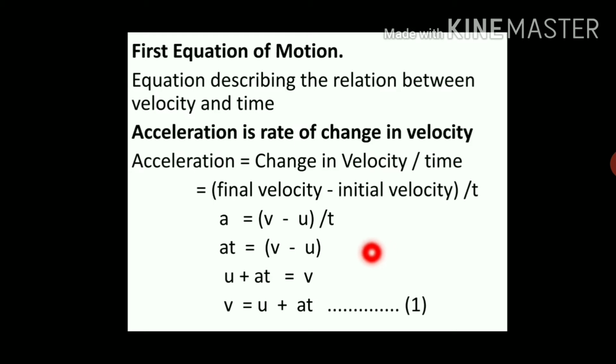This is called the first equation of motion, or the equation which describes the relation between velocity and time. It is also known as the equation of velocity and time. Remember that equation, first equation of motion, v is equal to u plus at, where v is the final velocity, u is the initial velocity, a is acceleration, and t is the time taken to change the velocity.